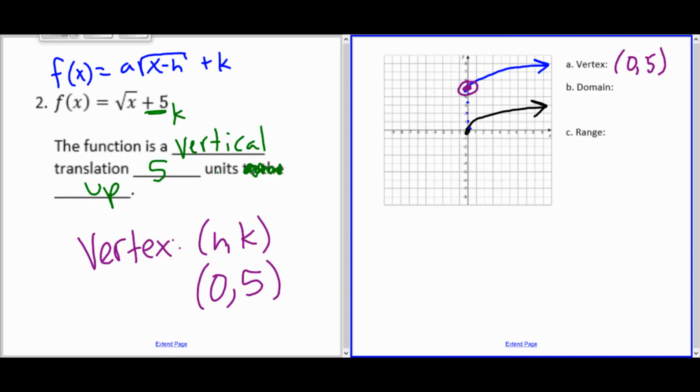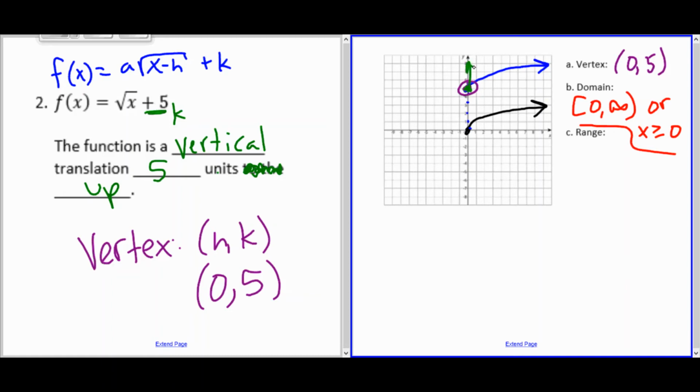The domain. So remember, this has to do with your x values. So notice all my x values are greater than or equal to my vertex. So my domain is 0 to infinity. Or if you like, you could say x is greater than or equal to 0.